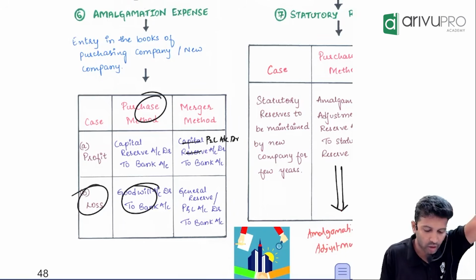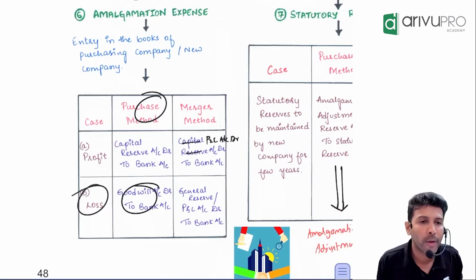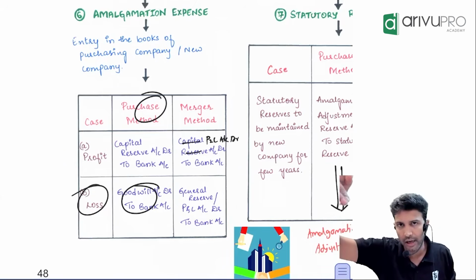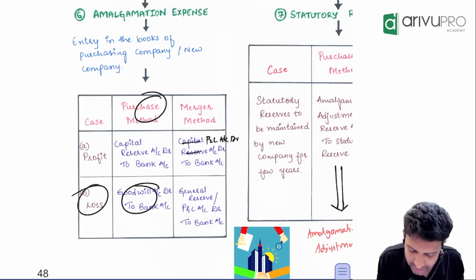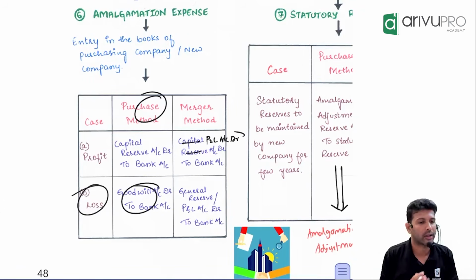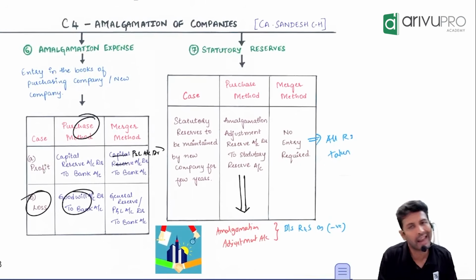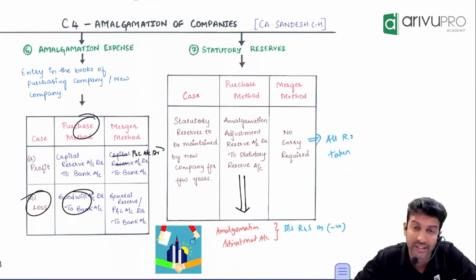This is for the loss scenario. For profit scenario under merger method, will you call it capital reserve or just P&L? The entry will be P&L account debit to bank. Same like stock reserve, no change there. This also is a common concept, can be seen in quite a few examination questions.